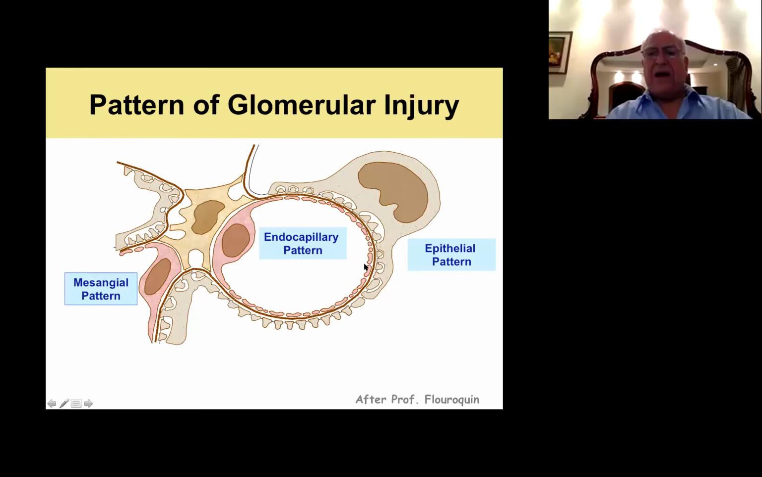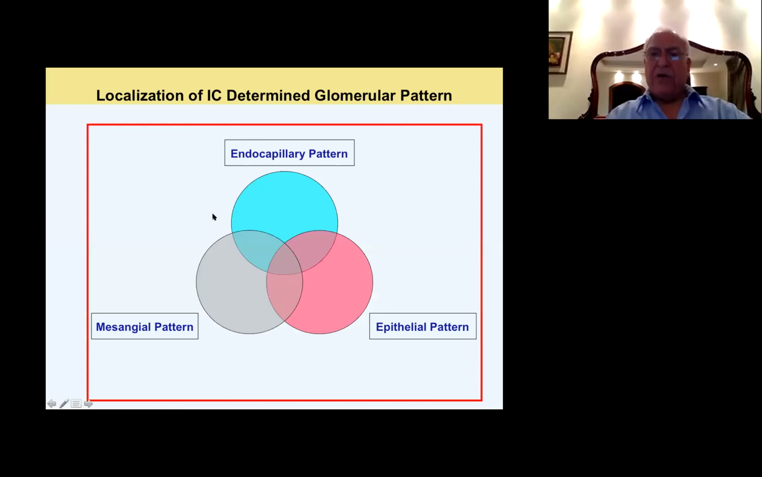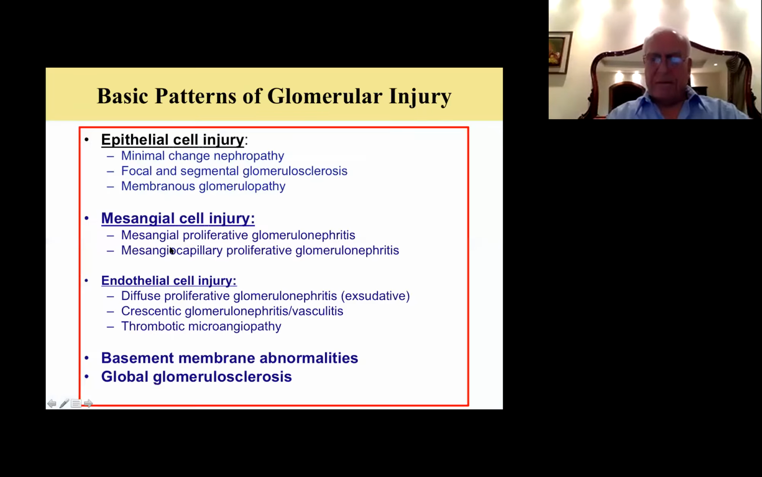Now, what are the patterns of renal injury that we see in glomerular injury? You may have the epithelial pattern, you have the endocapillary pattern, you may have the mesangial pattern. Each one can be affected. Now, there is no absolute separation of this. There is an overlap. You may have endocapillary with epithelial, endocapillary with mesangium, and you may have all three together. Now, let's look at what diseases will give you this.